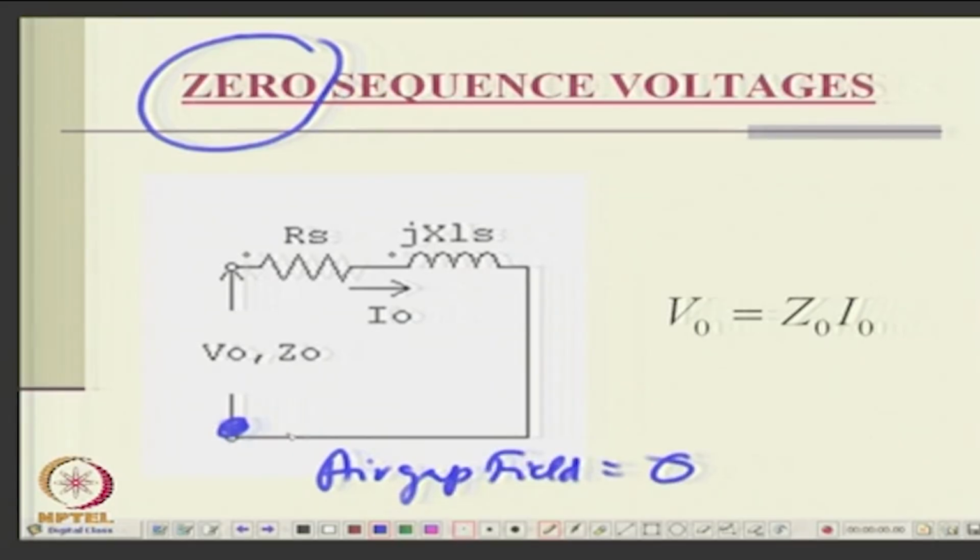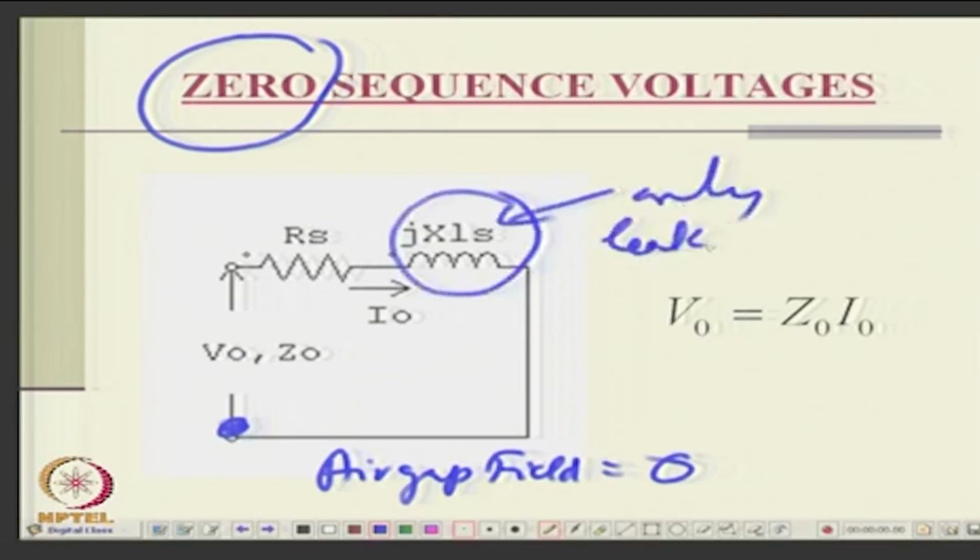Ideally there is no air gap field. If you pass the same current through each of the windings, and the windings are in series, the sum of the mmfs FA plus FB plus FC is 0. So, whatever flux is there is only leakage flux. Rotor has no reaction. Okay, so that is the zero sequence system.